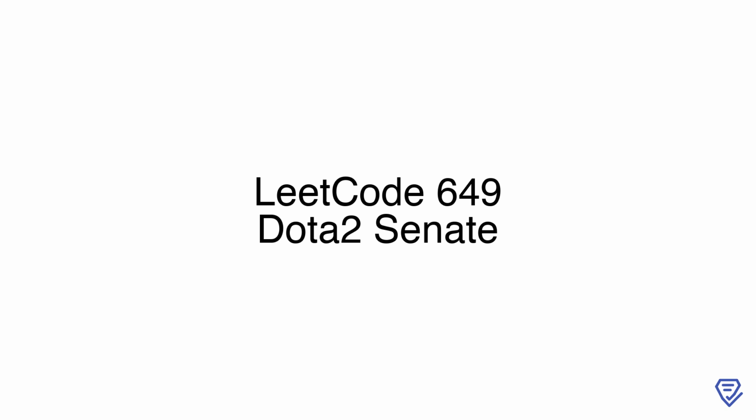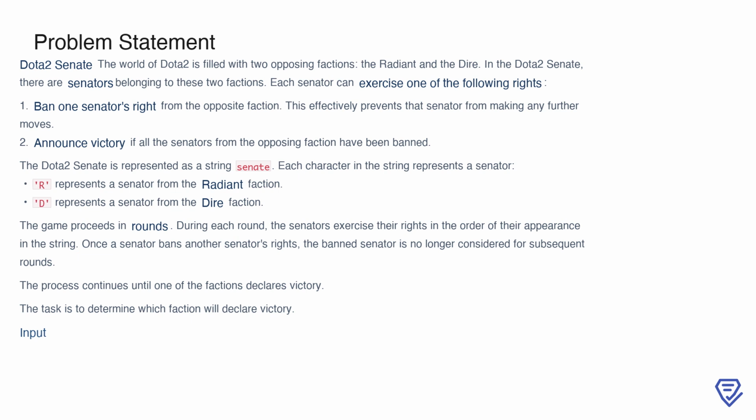Let's dive in. In this problem, we're diving into the world of Dota 2, where the Radiant and Dire factions are locked in a strategic battle within the Dota 2 Senate. Each senator in the Senate belongs to one of these two factions. Every senator has two key abilities they can use during their turn. First, they can ban one senator from the opposing faction, effectively preventing that senator from taking any further actions.